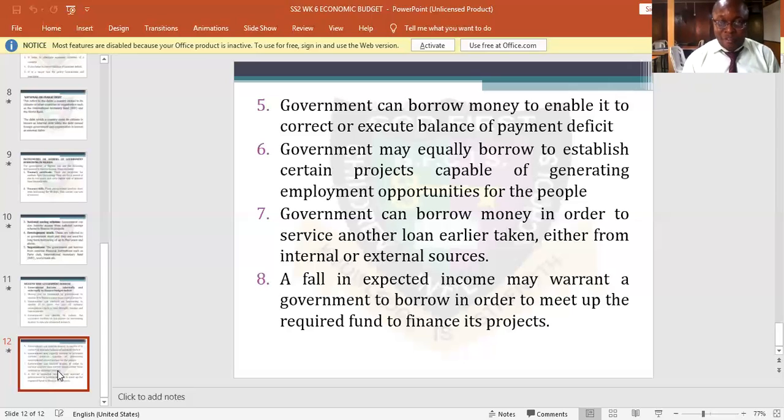Then any fall in expected income may warrant government borrowing. When government is not generating income like the way they were generating for the past 5 years, then what they will do is to borrow money. By the time they borrow money, they will be able to meet up with the required fund to finance this capital project.